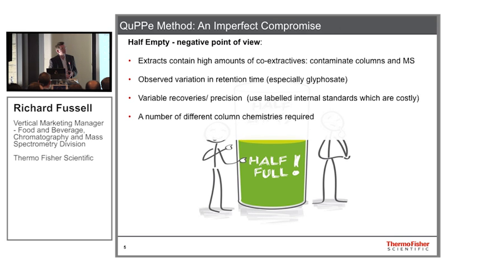So if you look at it from the half empty, negative point of view, then you might complain that the extracts contain high amounts of co-extractives, which contaminate the columns and the MS system. You see very often observed variation in the retention times of glyphosate, especially when using the Hypercarb column, which makes life difficult. There are variable recoveries and precision, but we can use labelled internal standards, but then it becomes more costly. And the other factor is that even though you've got a single generic extraction, you very often have to use a combination of different column chemistries to be able to monitor all of the pesticides.